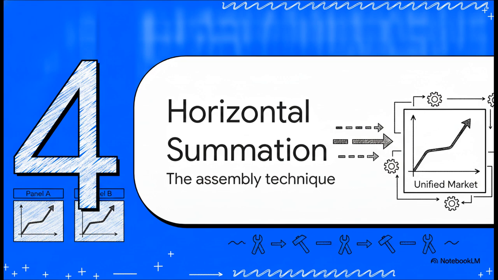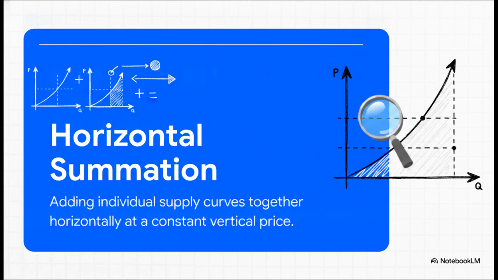Section 4. The horizontal summation process. Let's look at the assembly technique. Now, to merge these panels together, we use a critical assembly technique called horizontal summation. This is the process of adding individual supply curves together horizontally. Now, you might be wondering why horizontally. Well, think about how our axes are laid out. The vertical axis is price. The market price is a constant condition that both Firm A and Firm B are facing at the exact same time. We don't add the prices together. Instead, at any given vertical price level, we just look across horizontally to see how much quantity each firm is producing, and we accumulate those horizontal quantities.